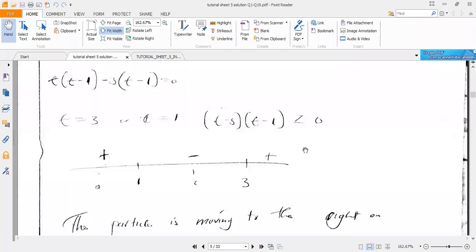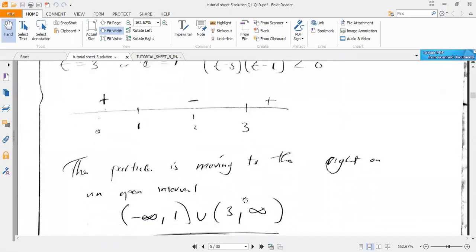So from 0, your intervals are from 0 to 1 and from 3 to 5. So that is where that particle is increasing.